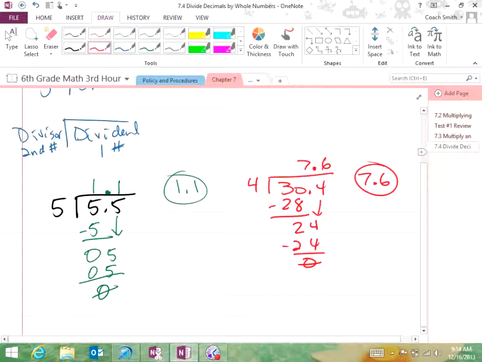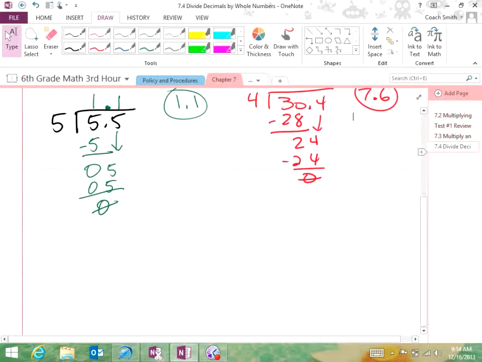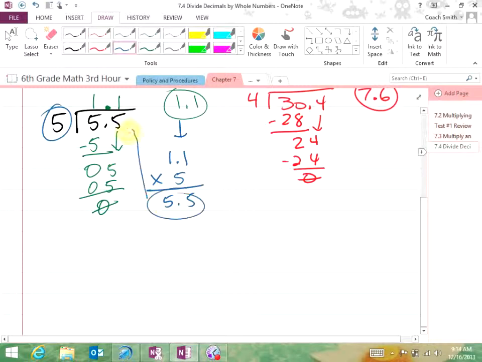Now, the way you would check your work, I am not going to require you to check your work. But the way that you would check either one of these problems would be to take your answer, 1.1, and multiply it by the divisor, and that would be 5.5. So that does check for that.